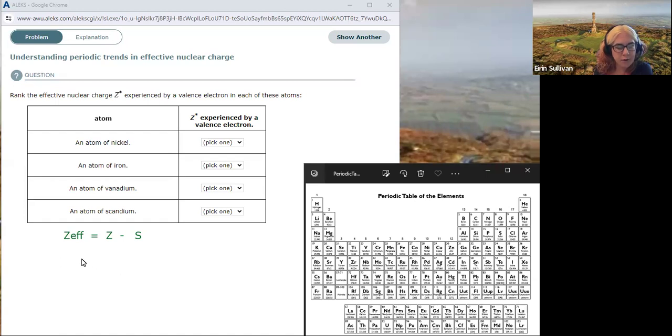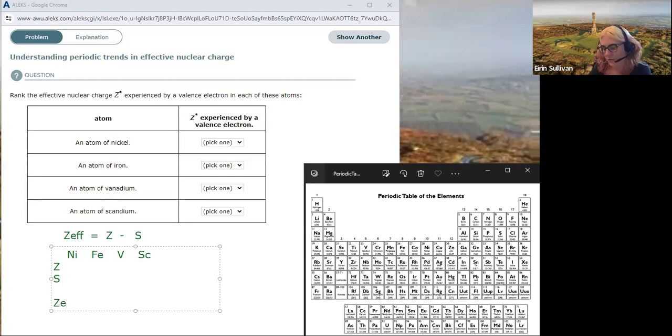All right, so let's pick nickel, iron, vanadium, scandium. I would predict effective nuclear charge is going to increase going across the period. So out of these, I'd expect nickel to have the highest effective nuclear charge. Let's just quickly do the math, if you're more of a math person and not quite so comfortable reasoning that out, and make sure that the math agrees with what we're expecting. So take S away from Z, and you'll get your effective nuclear charge.